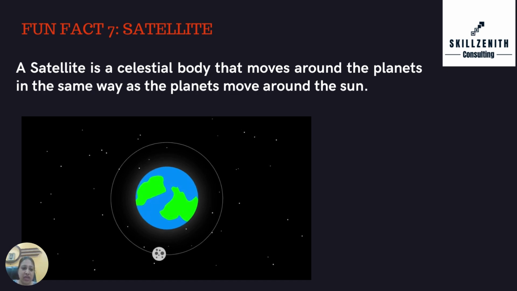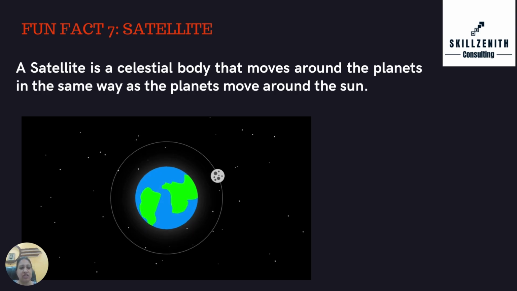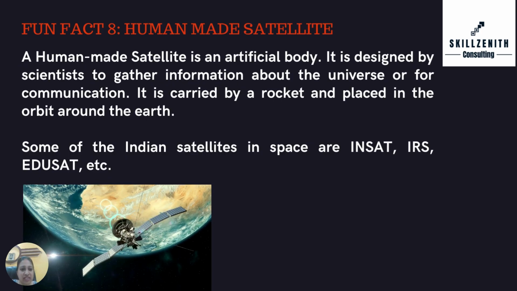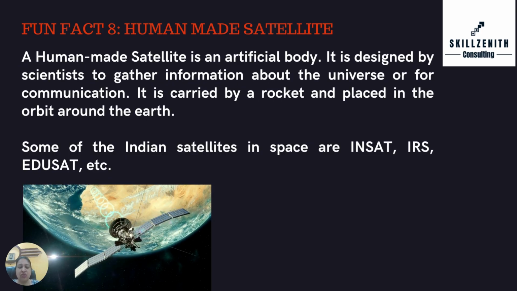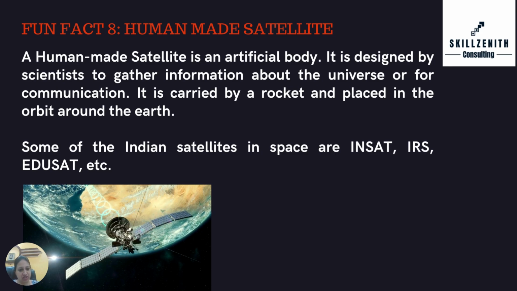So, the moon, as you all know, is an example of a natural satellite. It revolves around the Earth. Fun fact 8, human made satellites. All the moons of different planets are natural satellites.